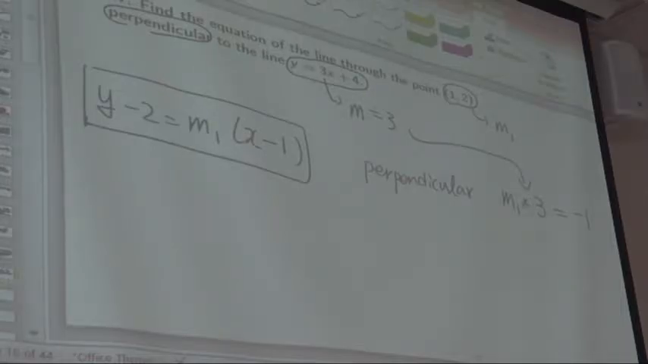That 3 is here. That is perpendicular. That slope m times the new slope, and when you do the product, we get negative 1. So m1 is negative 1/3. That is the slope for the new line. So we have y minus 2 equals negative 1/3, x minus 1.